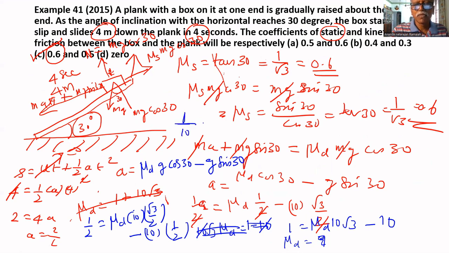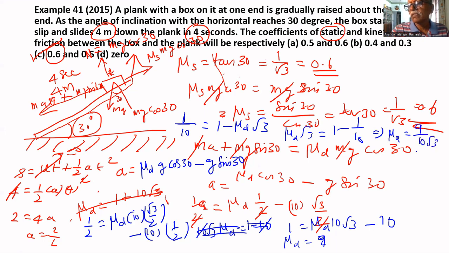The acceleration equal to 0.5. You solve yourself. 1 by 10 equal to 1 minus mu d root 3. Therefore, mu d root 3 equal to 1 minus 1 by 10. That implies mu d equal to 9 by 10 root 3, that is equal to 0.9 divided by root 3, that is equal to 0.5. Therefore, C is the answer. Check yourself. 0.5 is the answer.